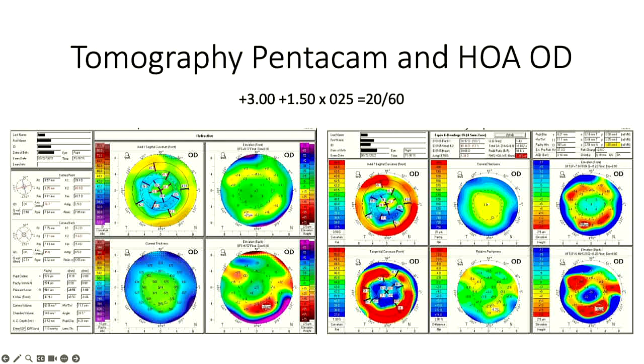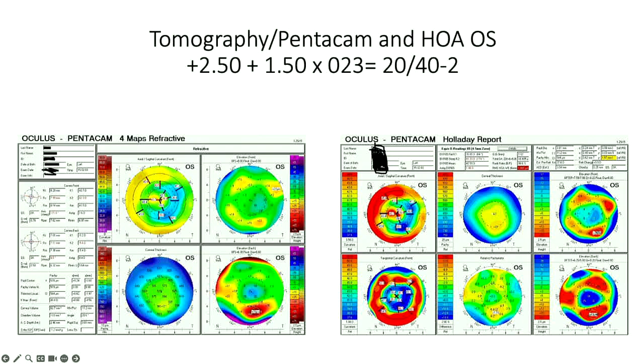First case is a 64-year-old woman who had a 16-cut RK. Here is her Pentacam, as you can see here, with the flattening and the higher order aberrations, and this is her refraction. This is her left eye.